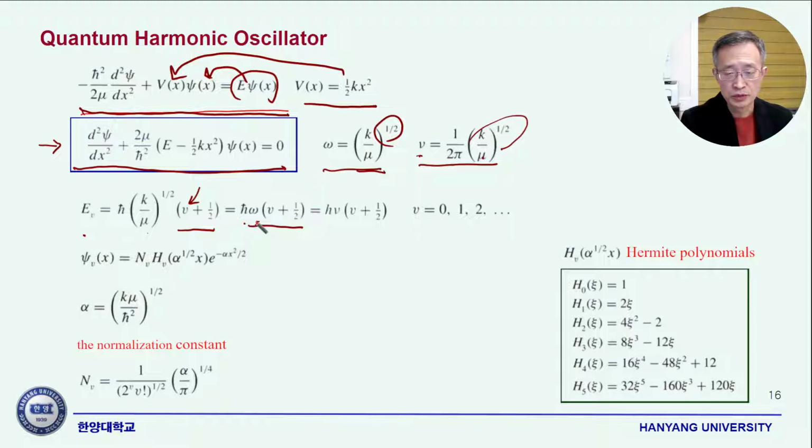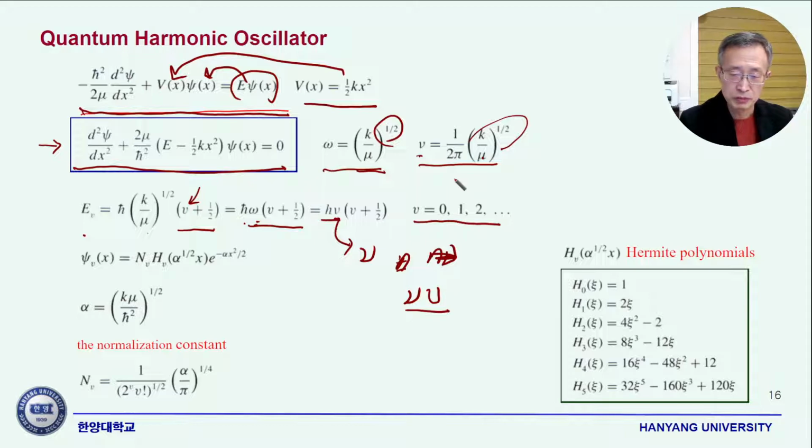So instead of h bar omega, we have h nu. The Greek letter is nu, which some pronounce 'ni'; sometimes people just say nu, and that's fine in English. So the energy is h nu times v plus 1/2, where v is the vibrational quantum number, which is 0, 1, 2, and so on.